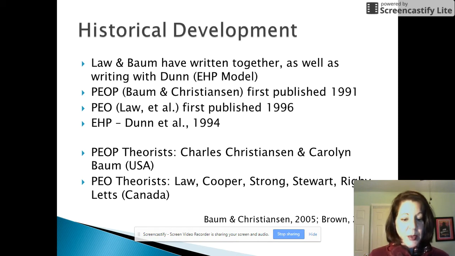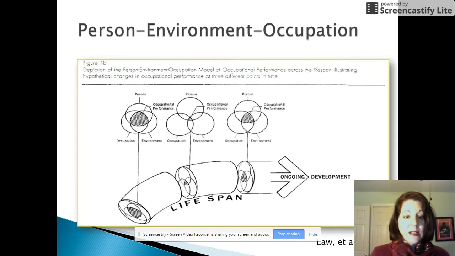Down in the second part of the slide, you can see that I have listed the theorists. For PEOP they were Christensen and Baum, and also Julie Bass is sometimes added to that list. She has helped with some of the later editions of PEOP. And for PEO, there are a group of theorists: Law, Cooper, Strong, Stewart, Rigby, and Letts. And Mary Law is pretty much the lead on that team.